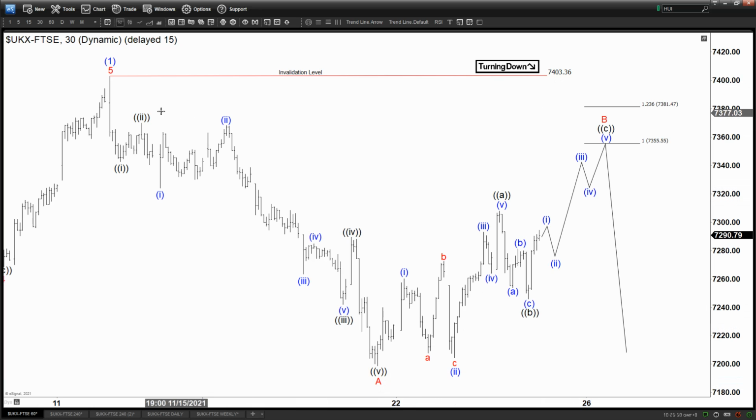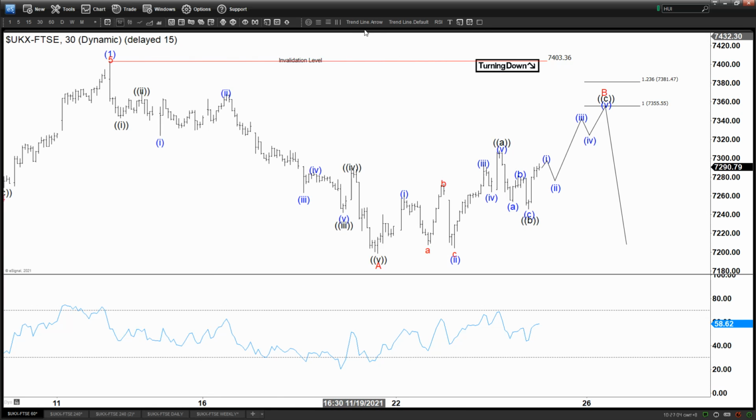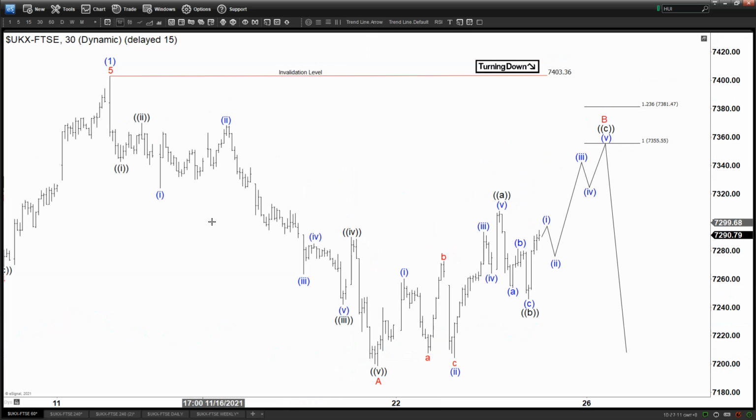So within the A, we can see a clear what looks to be like an impulse, 5 waves down, with the divergence right here. You can see the momentum is diverging on the wave 5, which is typical. So we do have extension on the third wave, divergence on the fifth wave. So it basically confirms the indication it is a 5 waves down.